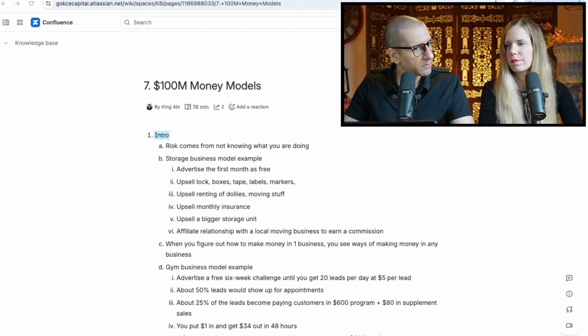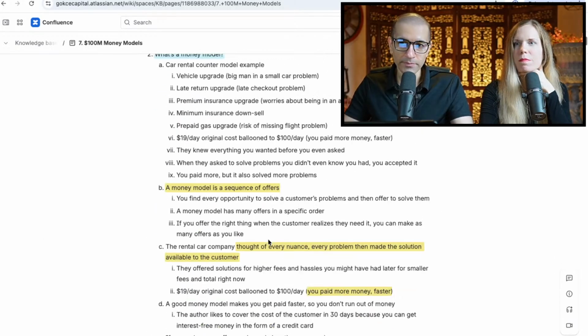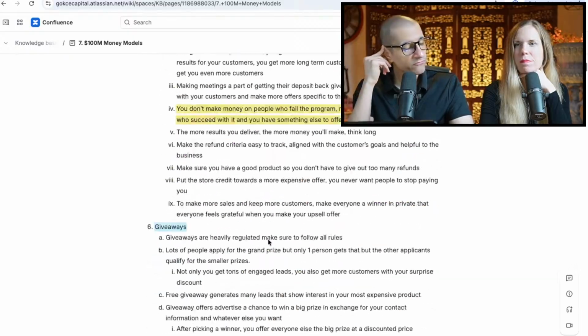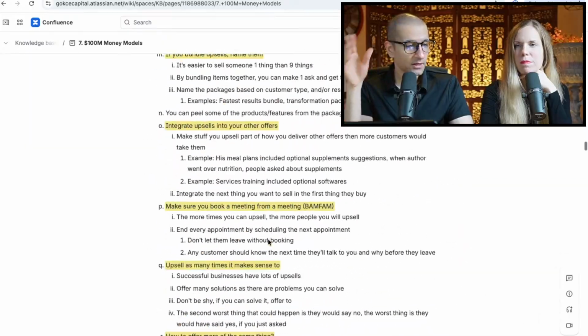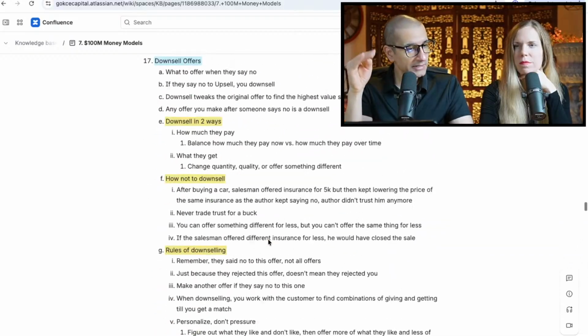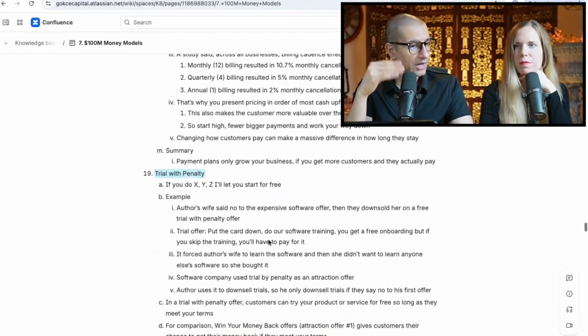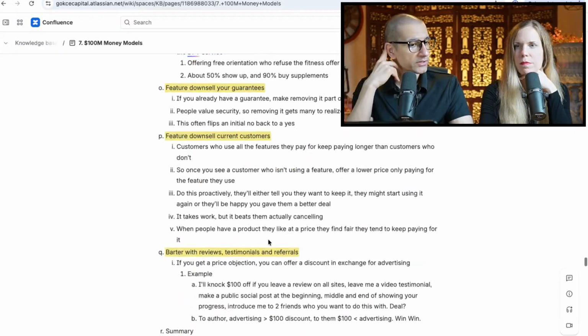Today we are on part 20 of how to apply $100 million money models from Alex Hormozi's book to the land selling business, or land investing business, on the sell side. In the last 19 episodes, these are my notes from the book, and I spent like a month and a half jotting down all those notes. We have been going through my notes line by line and brainstorming on how we can implement them in our land investing business on the sell side to sell more properties.